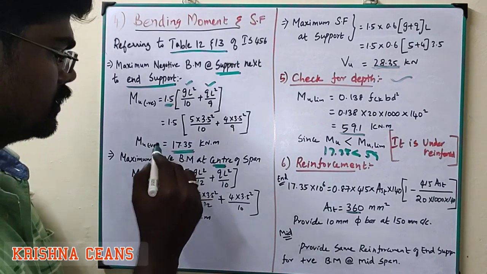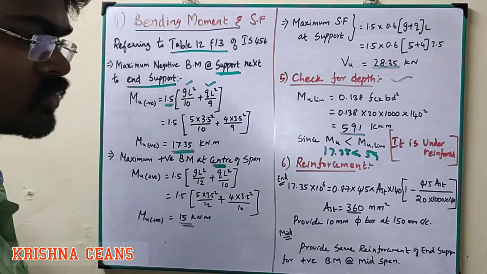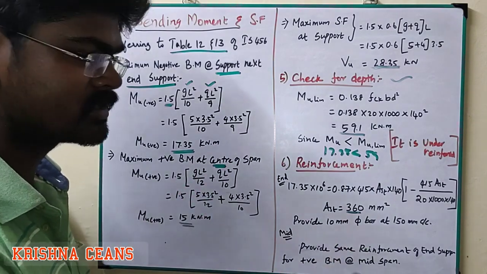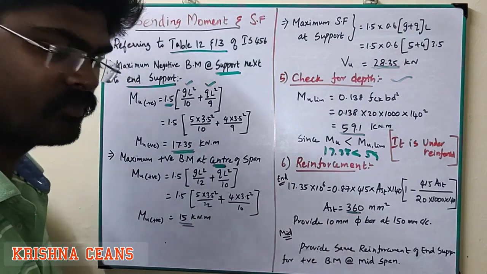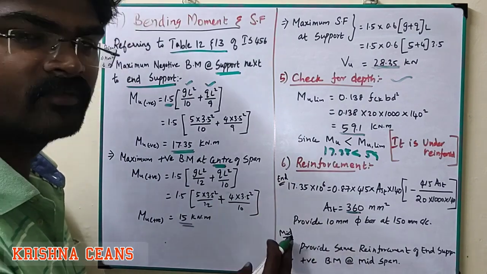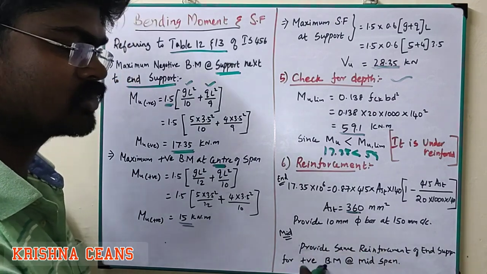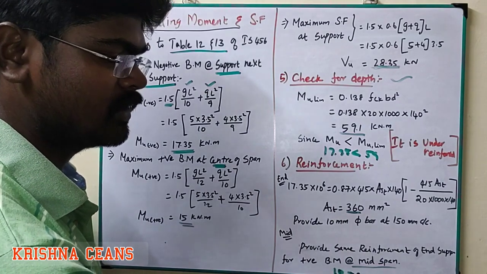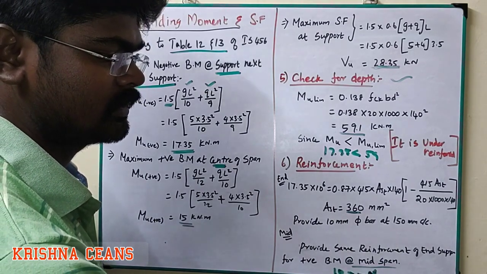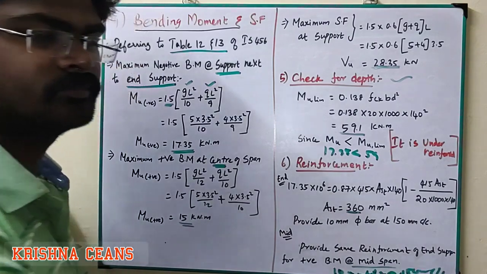So here the negative bending moment and the positive bending moment are more or less equal. That's why we straight away provide the same reinforcement that we provided for the end, for the mid also. So provide the same reinforcement of the end support for the positive bending moment at mid span. So here also we provide 10 mm dia bar, 10 mm dia bar at 150 mm center to center.